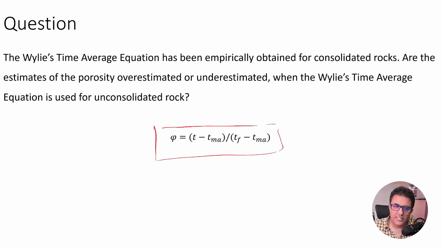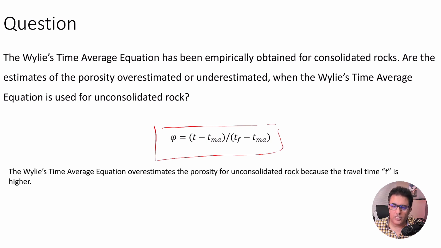So the answer is that if we deal with unconsolidated rocks, it means that the velocity is lower, or t will be greater than for consolidated rocks. So if we put a greater t than what is supposed to be in the equation, we're going to obtain an overestimation of the porosity using sonic log data. And this is something that we should consider.